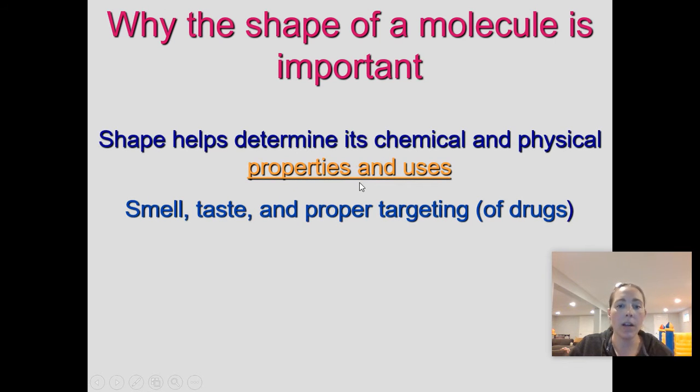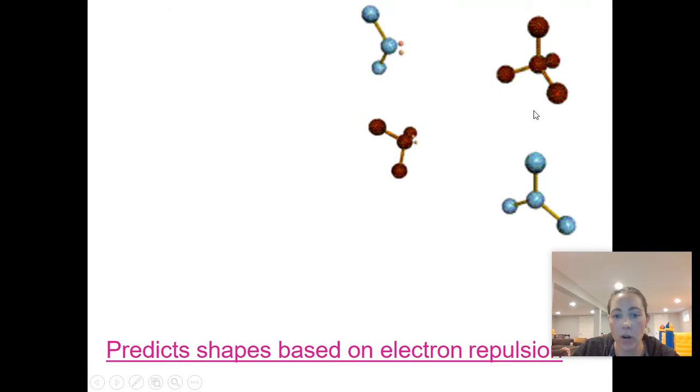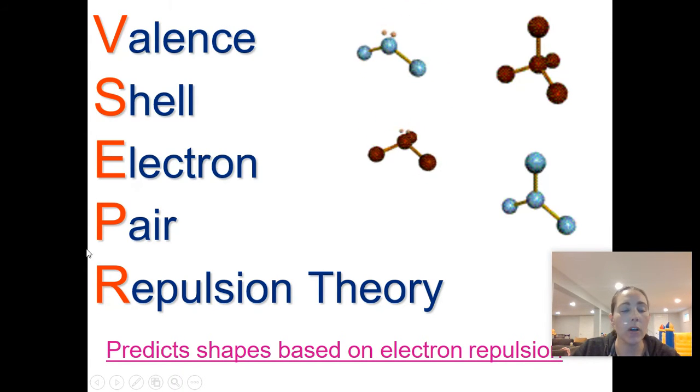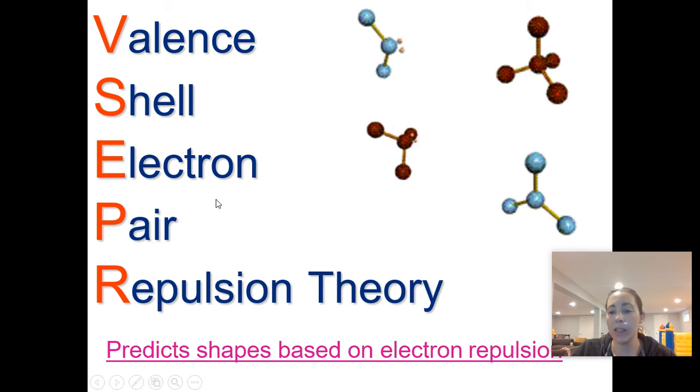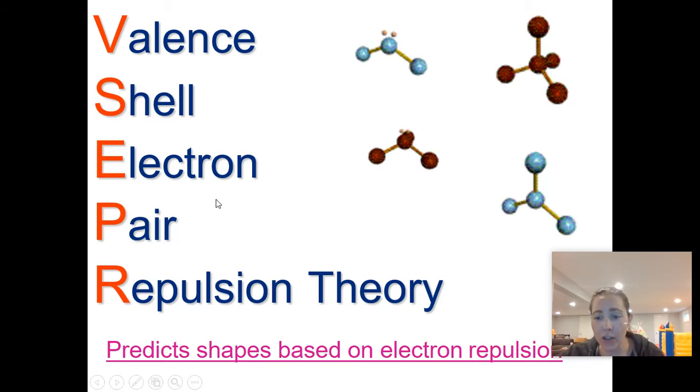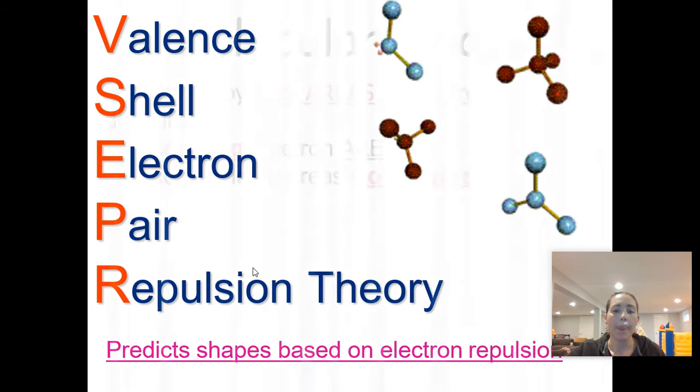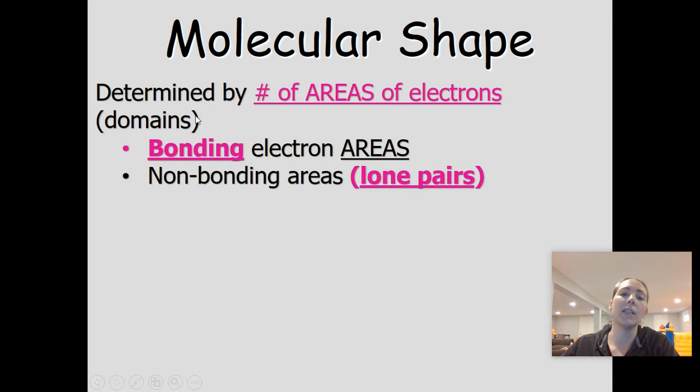Why is the shape important? It helps us determine properties, uses, smell, taste, proper drug targeting. And we call this VSEPR because it's valence shell electron pair repulsion theory, which is fun to say, but it just means electrons are repelling each other, and then it changes the shape. So we can predict these shapes based on the numbers of areas of electron domains. Electron domains is the umbrella term. And then you have bonding areas and you have non-bonding areas. And non-bonding areas are the lone pairs.